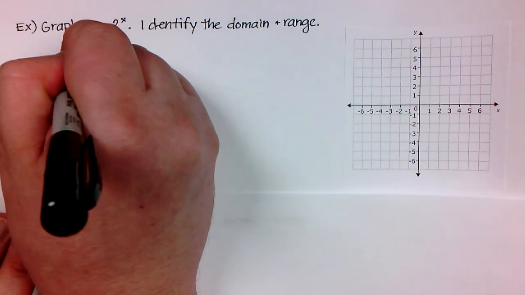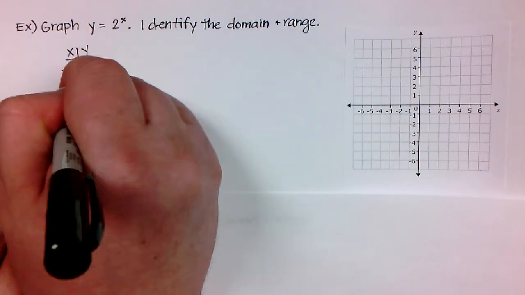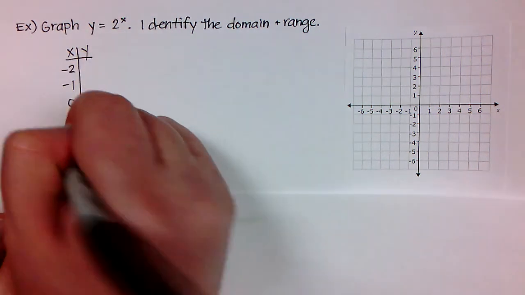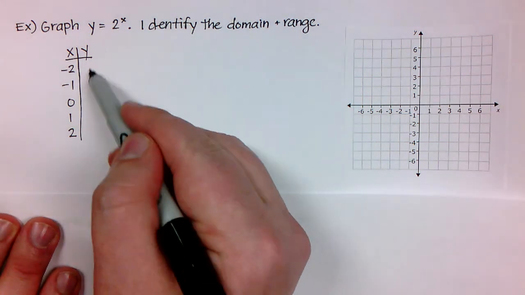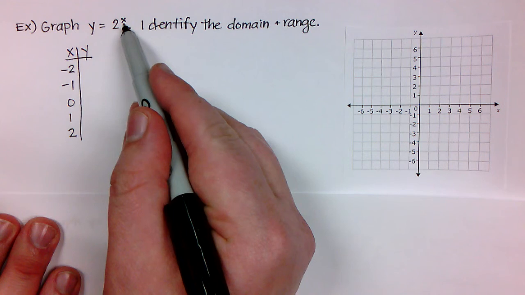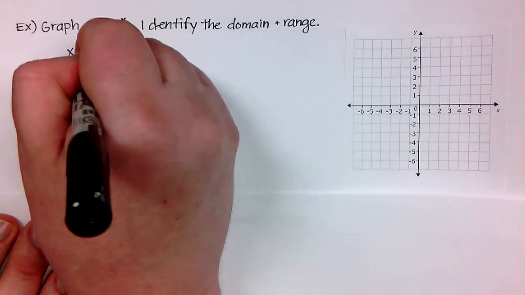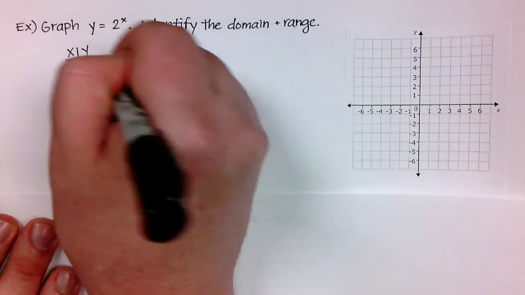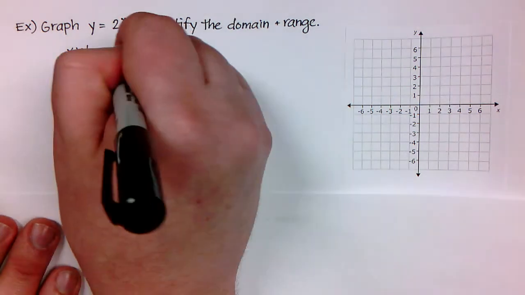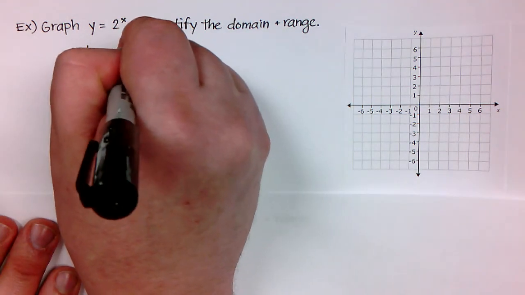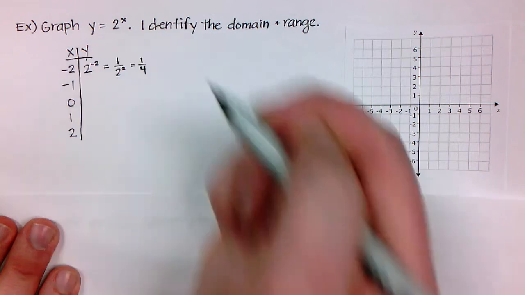So I'm going to pick some easy values, -2, -1, 0, 1, and 2. And I'm going to plug them in and then get the y value. So when I plug in -2, this is really 2 to the -2 power. So you need to know what this means with a negative exponent. That means 1/2 squared, which is 1/4.